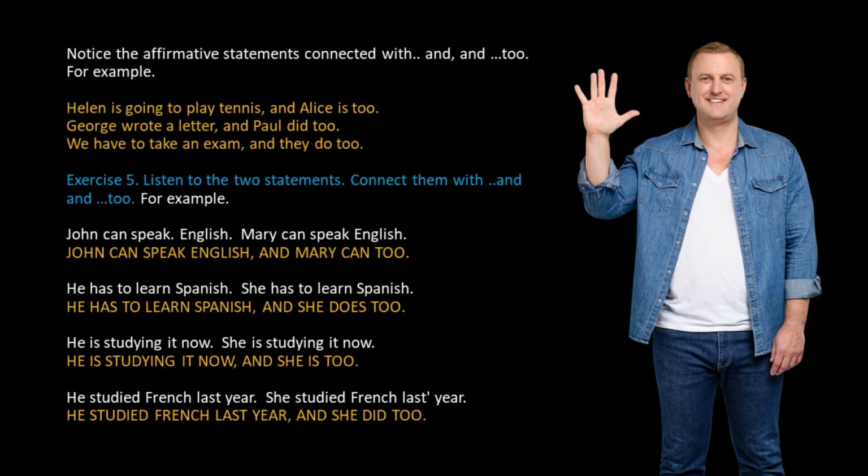Exercise 5. Listen to the two statements. Connect them with "and" and "too." For example, John can speak English. Mary can speak English. John can speak English, and Mary can too. He has to learn Spanish. She has to learn Spanish. He has to learn Spanish, and she does too.